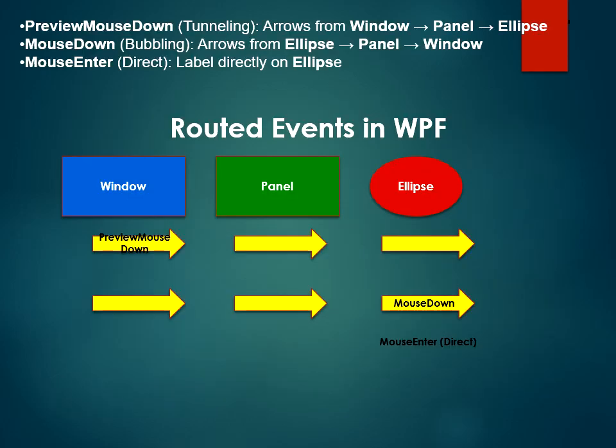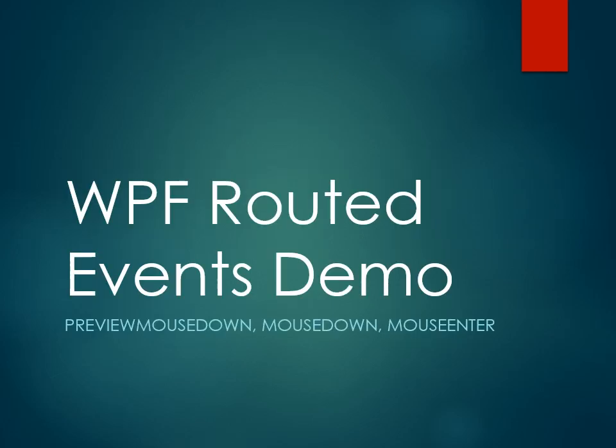In the previous slide, I explained about the routed events in WPF. Here in the picture, you find the arrows for preview mouse down, which is a tunneling event, mouse down, which is a bubbling event, and mouse enter, which is a direct event. In the next slide, you find Visual Studio Code with the XAML and business logic. In the previous slides, we just explained the routed events. Let us now see the code, the XAML part, and the business logic.